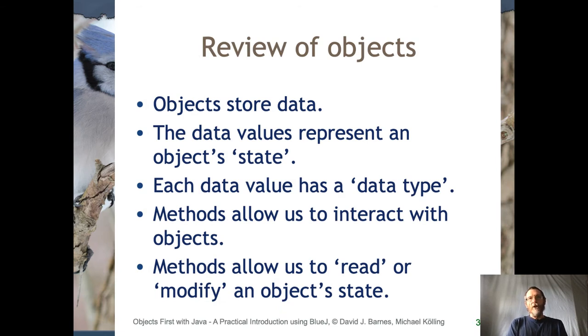So objects store data. The data values represent an object state. Each data value has a data type, and we've seen the types string, int, and boolean up to this point. Methods allow us to interact with objects. Methods allow us to read or modify an object state.